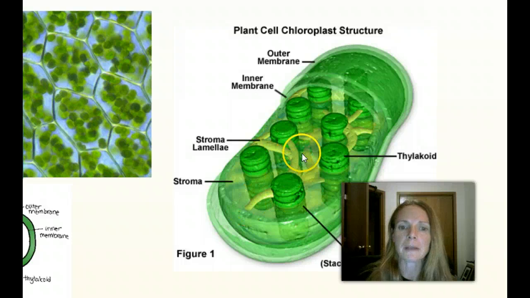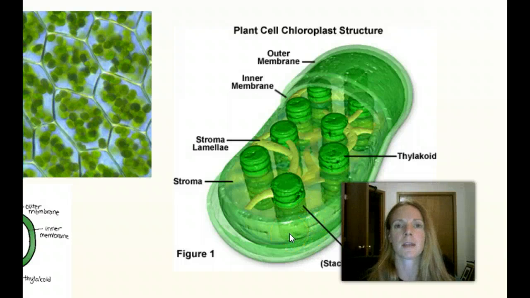The stroma is basically what is surrounding all of these thylakoids. The thylakoids are the main place where photosynthesis occurs. Not just the chloroplast, but even more specific than the chloroplast.